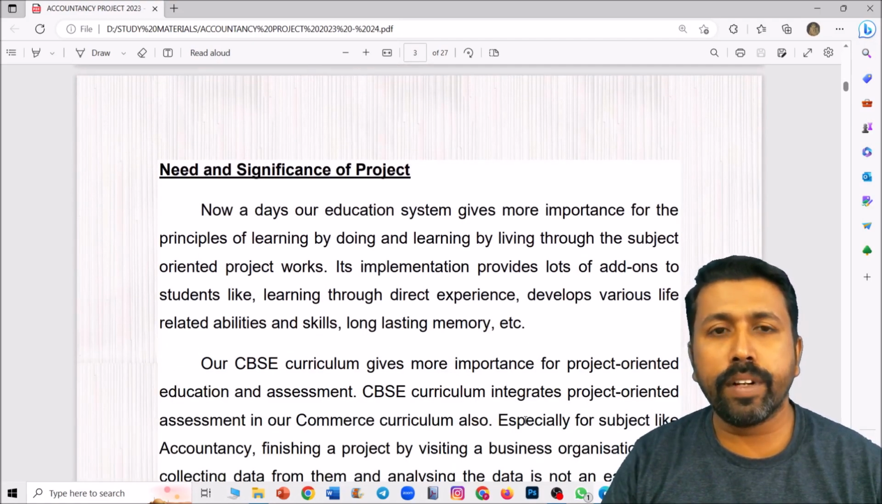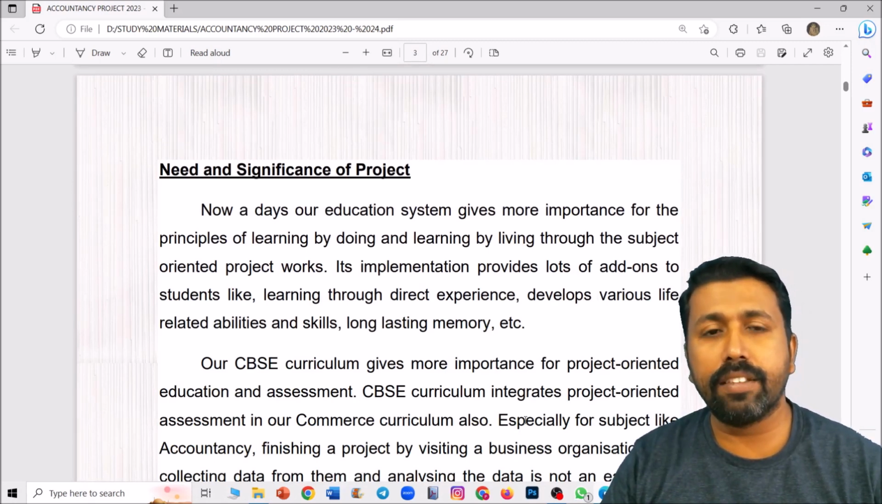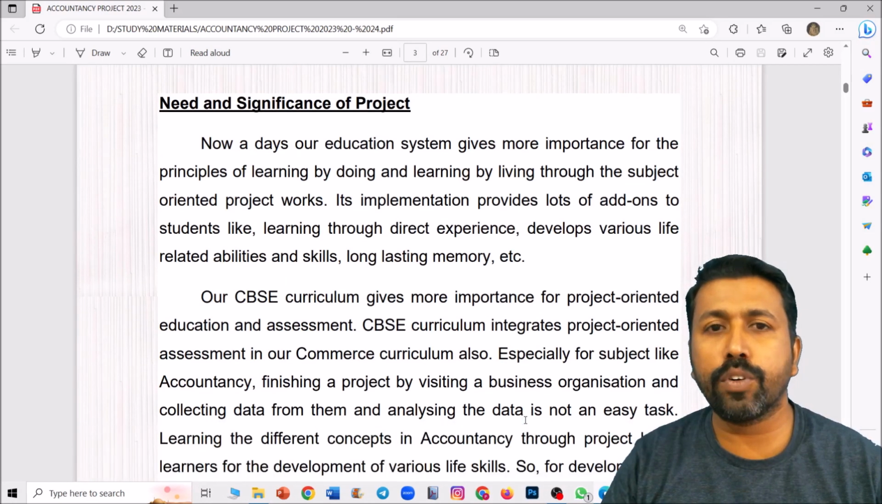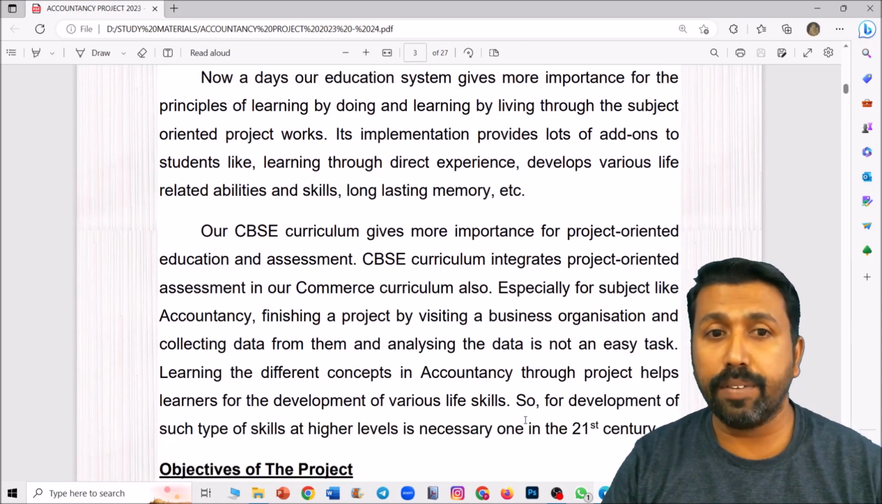And you know very well the different steps. Here I am writing some points which indicate the heading, need and significance of the project: why this project is needed for your curriculum, and how important it is to do project work at the higher secondary level, at the senior secondary level.